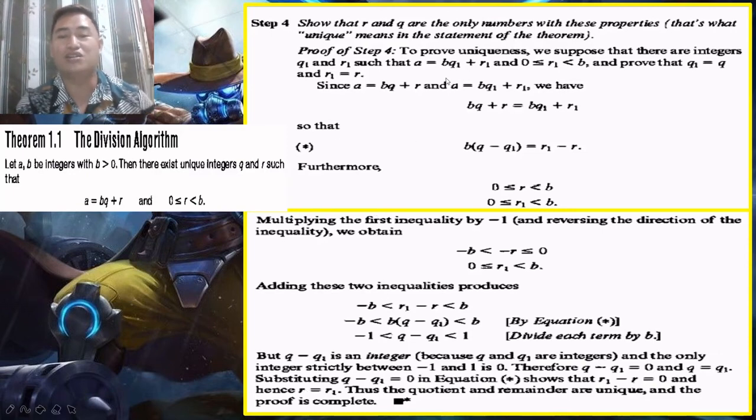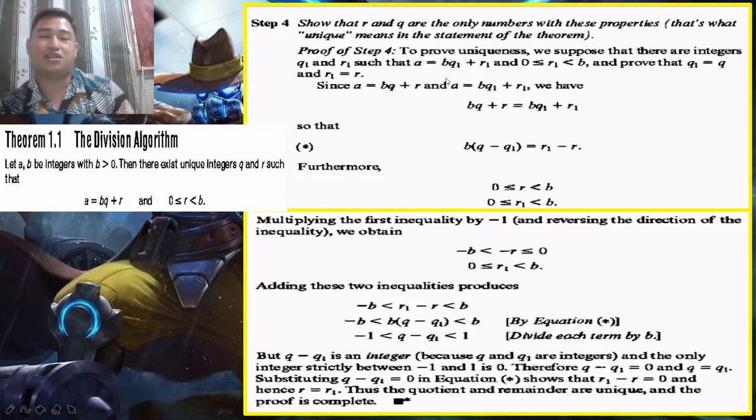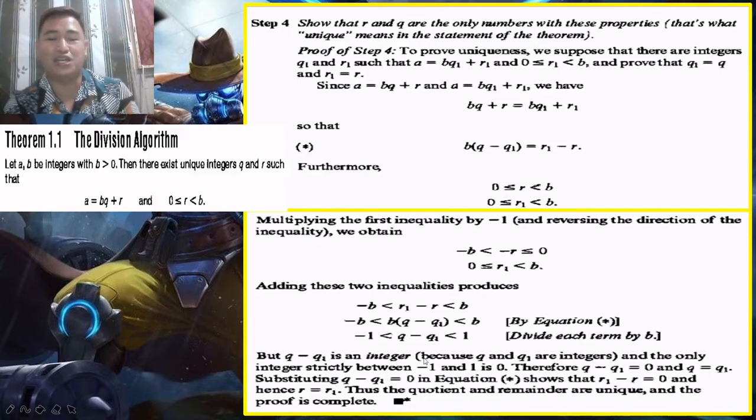So, we assumed a different Q and R, but we showed that they are equal: Q1 equals Q and R1 equals R. Therefore, the quotient and the remainder are unique, and the proof is complete.